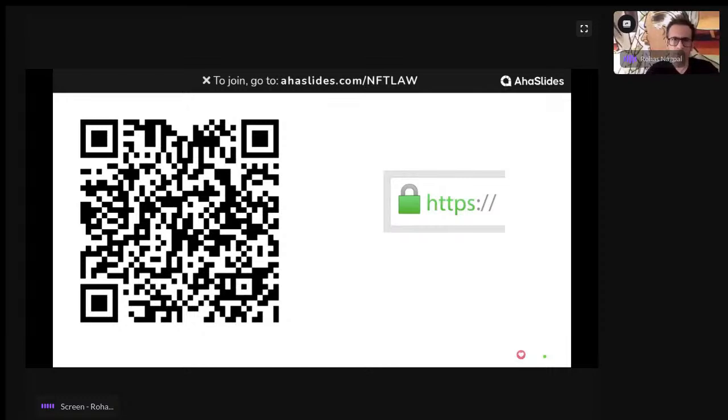I will increase the font size. So once you scan this, it will open up on your phone. The benefit would be that I'm also going to do a quiz at the end of this session, and you're going to get some tokens for that. So if you want to participate in the quiz, then you need to go on to ahaslides.com/NFT law. So I hope that's clear. It doesn't matter if you're unable to connect to this site, that's fine. You just won't be able to participate in the quiz, but other than that, you'll be able to access everything. So great. I hope the instructions are clear.